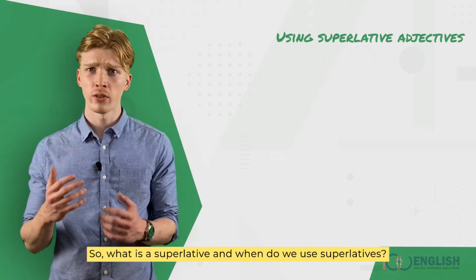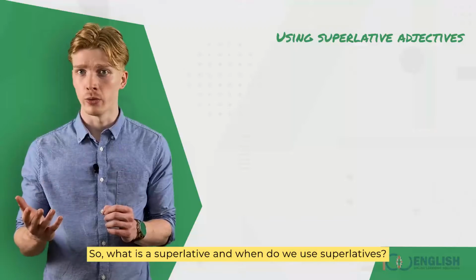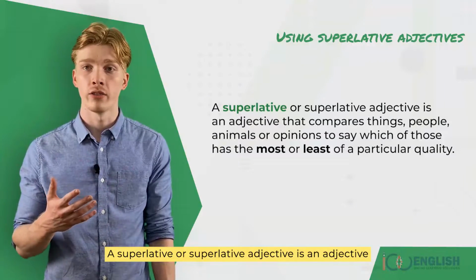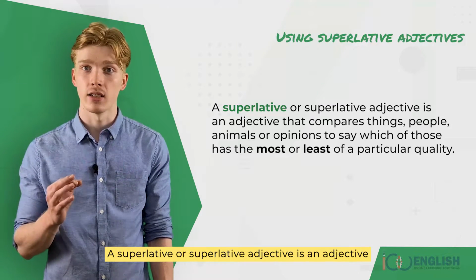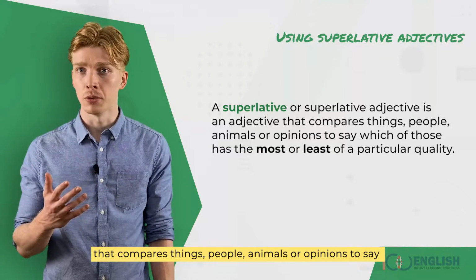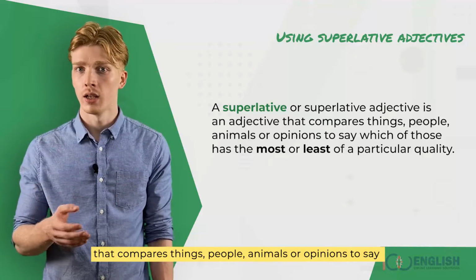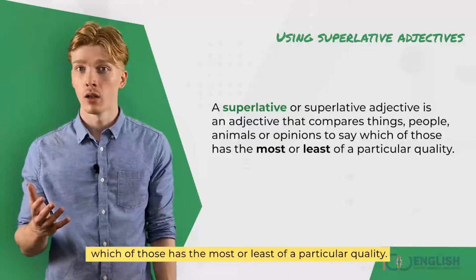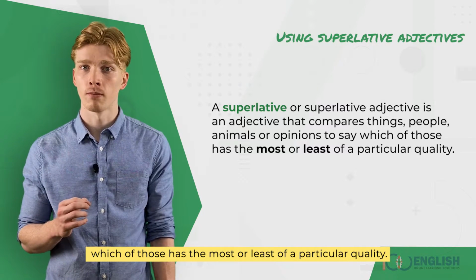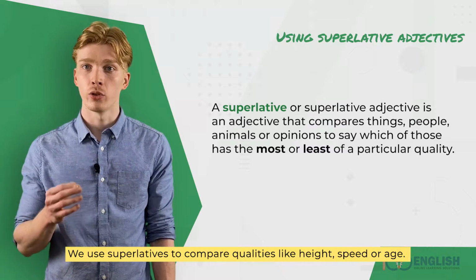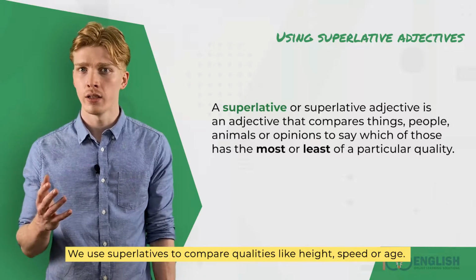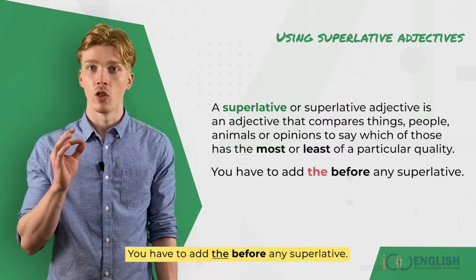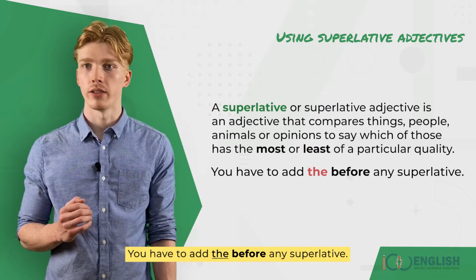So, what is a superlative and when do we use superlatives? A superlative or a superlative adjective is an adjective that compares things, people, animals, or opinions to say which of those has the most or least of a particular quality. We use superlatives to compare qualities like height, speed, or age. You have to add the before any superlative.